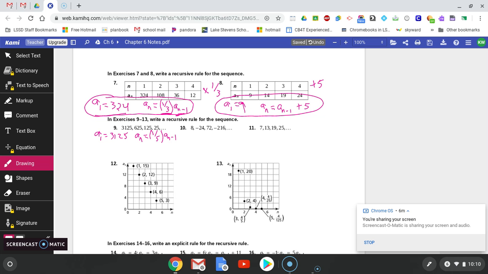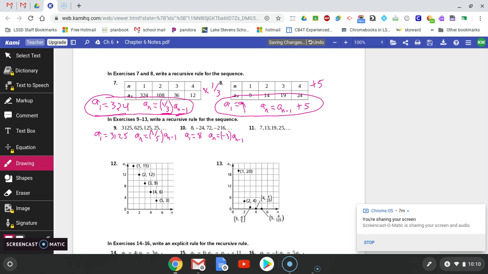Okay, try number 10 and number 11. Okay, so number 10, a sub 1 is equal to 8. You have to have that part. And then a sub n is equal to, well, my pattern on this one is multiplying by -3. So I'm going to take -3 times my previous term. Remember, whenever you think previous term, it's just a sub n minus 1.